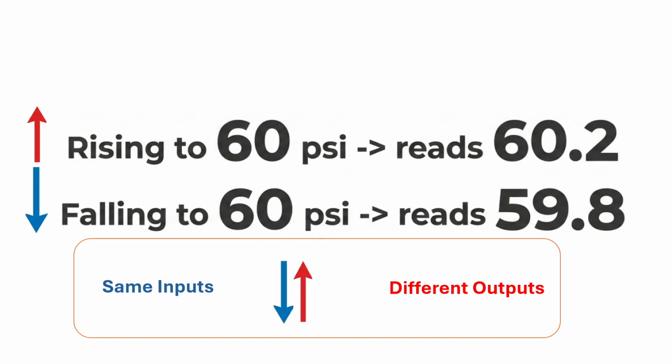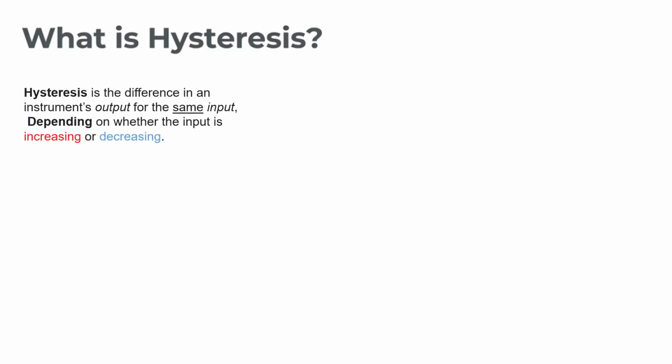That's hysteresis. And in instrumentation, it matters more than people think. The formal definition is straightforward. Hysteresis is the difference in an instrument's output for the same input value, depending on whether that input was approached from the increasing direction or the decreasing direction.